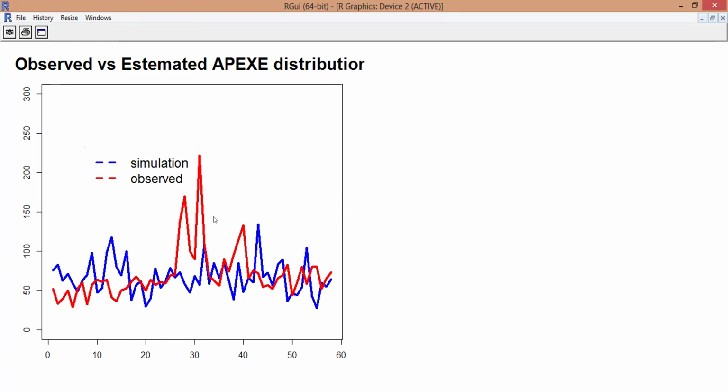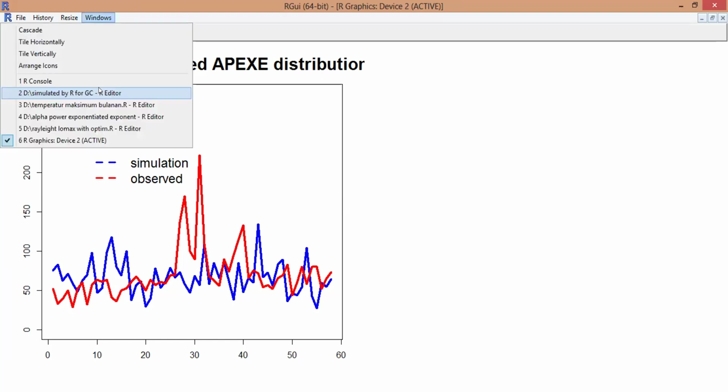But in the simulation, some data are very, very significantly different. Okay, so it means we succeeded in running the simulation.